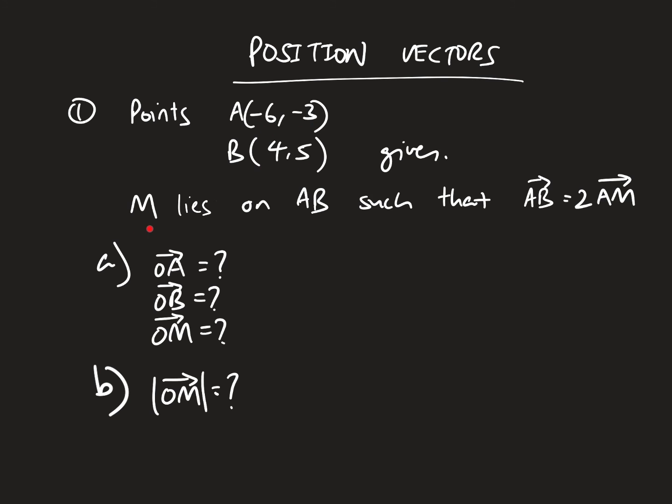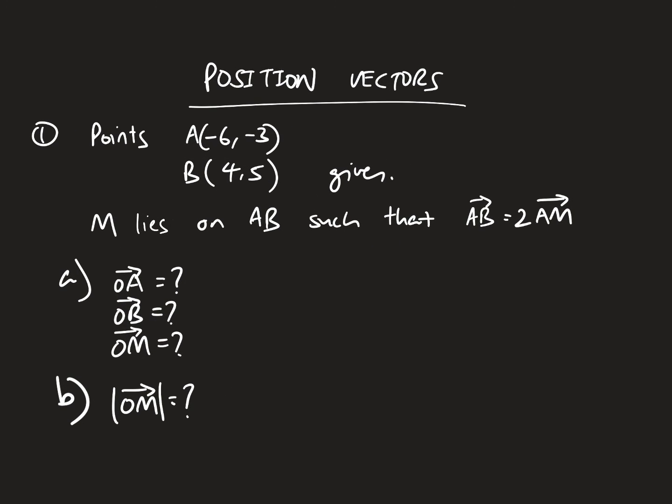And point M lies on the line AB such that the vector AB equals 2 times the vector AM. And then the question asks straight away, what is the position vector of A, position vector of B, position vector of M? There's a lot of information, but let's break it down.